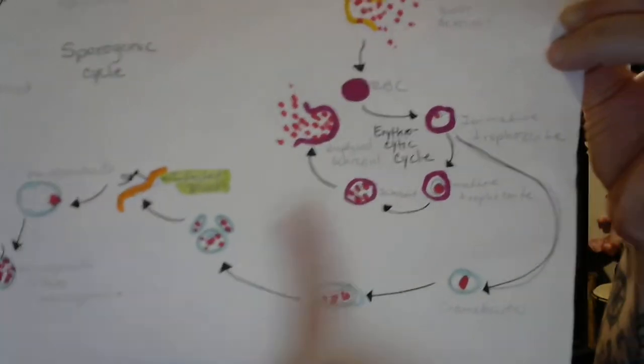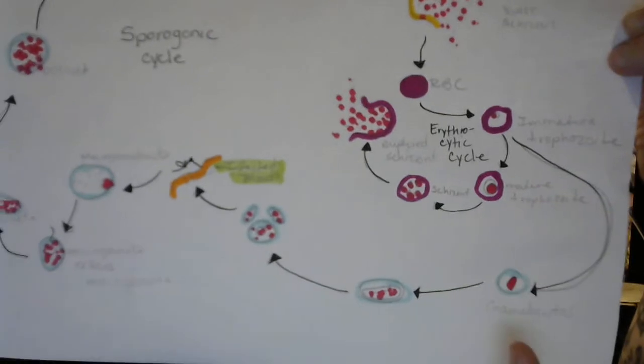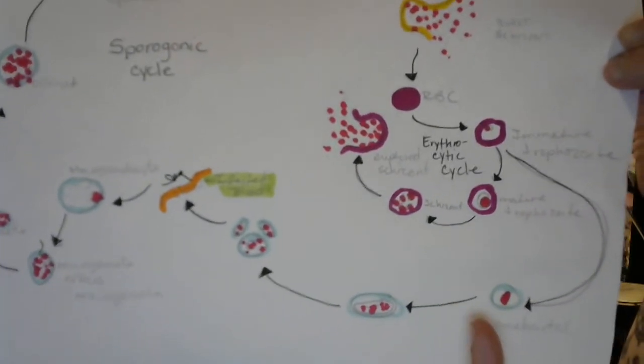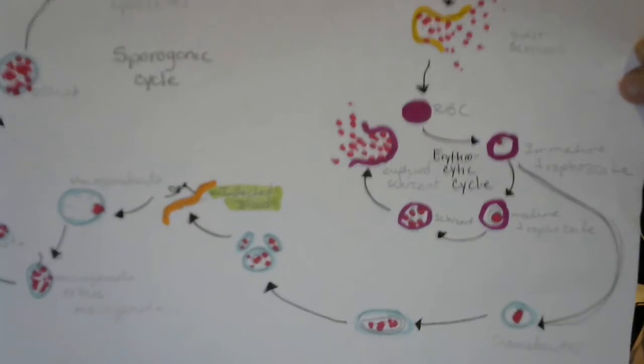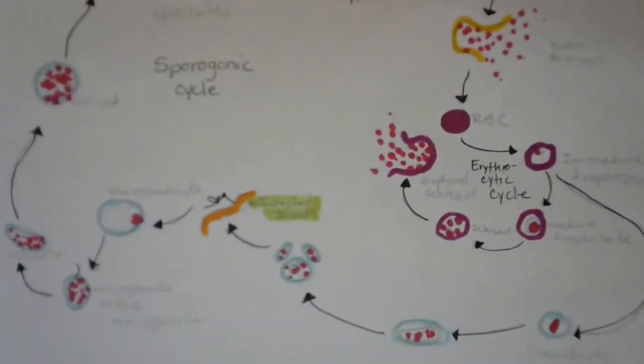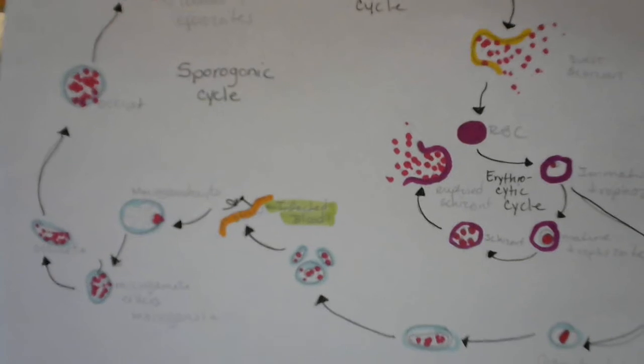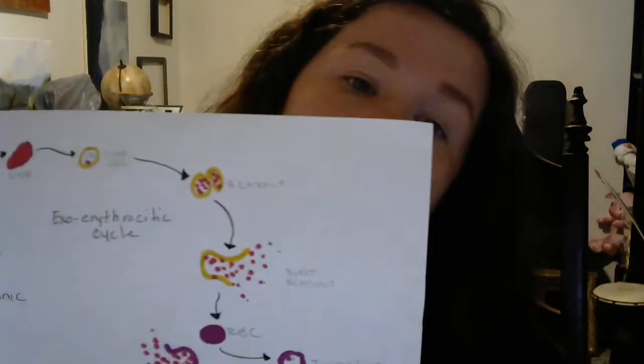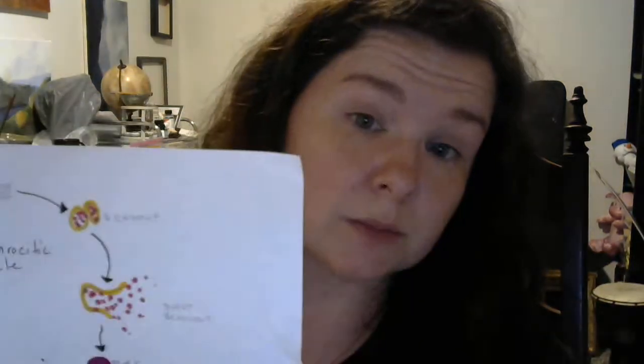Some of them, as you can see, are going to mature into gametes, and they will become both male and female gametes. And eventually a non-infected mosquito will bite that human host and will ingest all of those parasitic cells, and this is when we come to the sporogenic cycle. And this is the cycle that takes place inside of the infected mosquito's stomach.